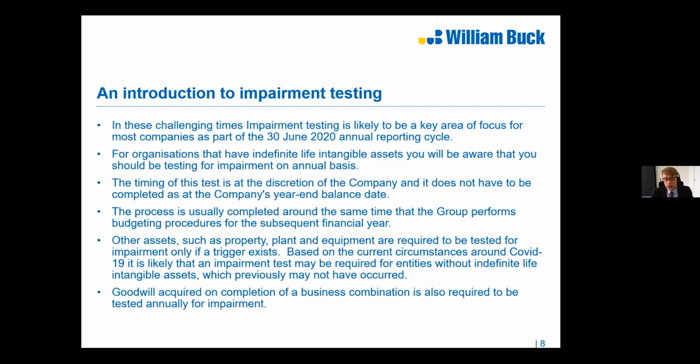The process tends to be completed around the same time that the group performs its annual budgeting procedures for the year. So say, for example, your senior management does their budgets in February for the next financial year. You might find that you want to do your impairment test in March, and that's totally fine. And it also gives you the flexibility around 30 June to manage more operational risks rather than the compliance of this impairment test.